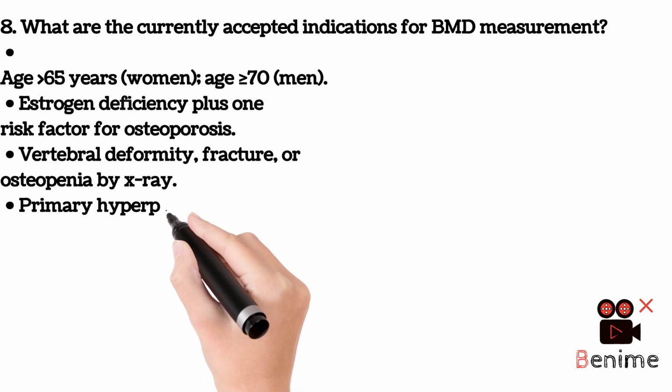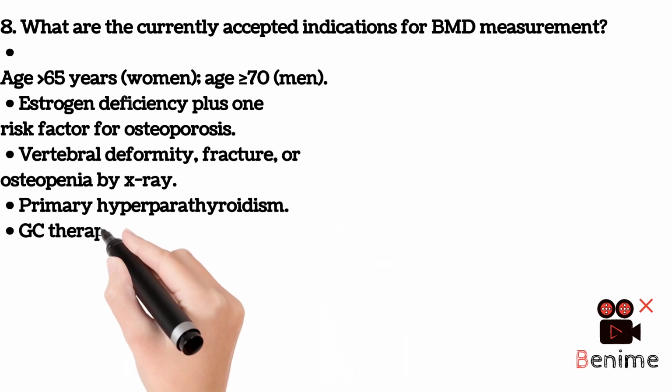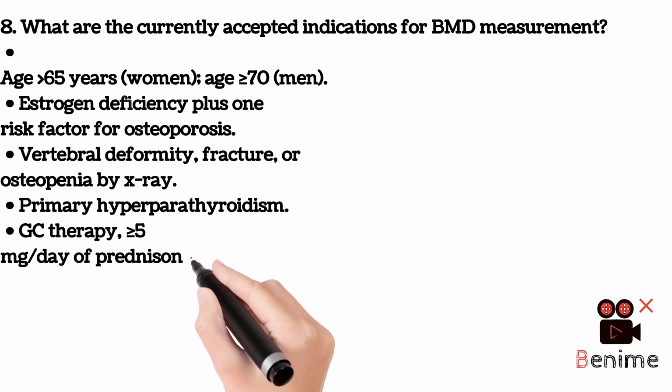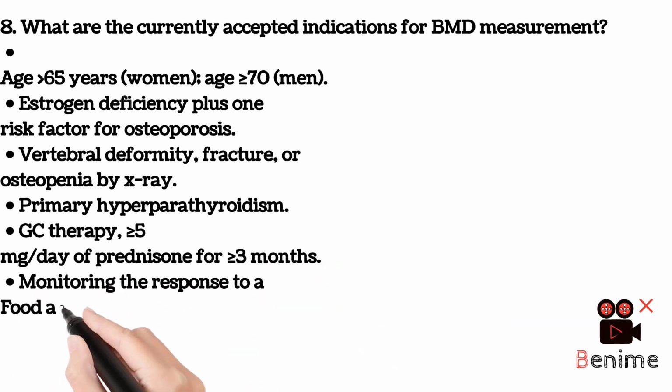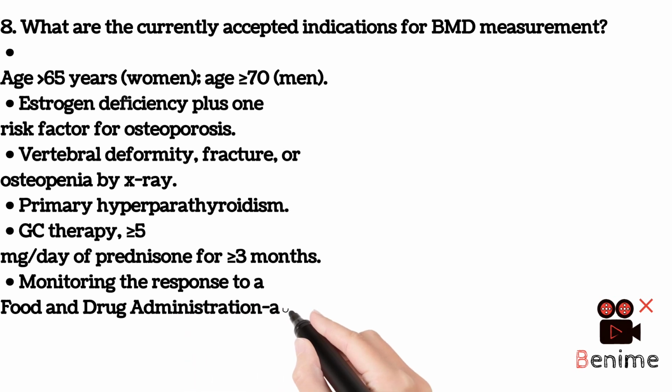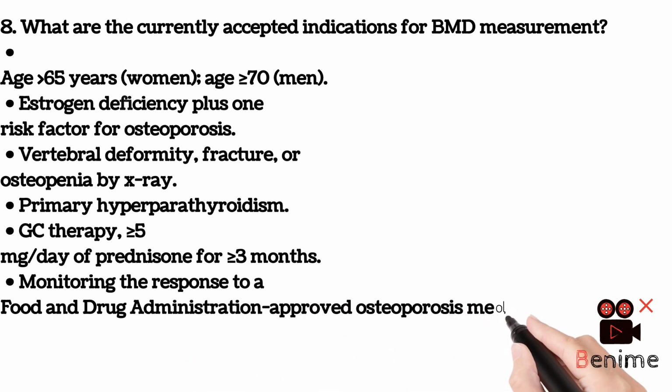Primary hyperparathyroidism. GC therapy greater than or equal to 5 mg per day of prednisone for greater than or equal to 3 months. Monitoring the response to a Food and Drug Administration approved osteoporosis medication.